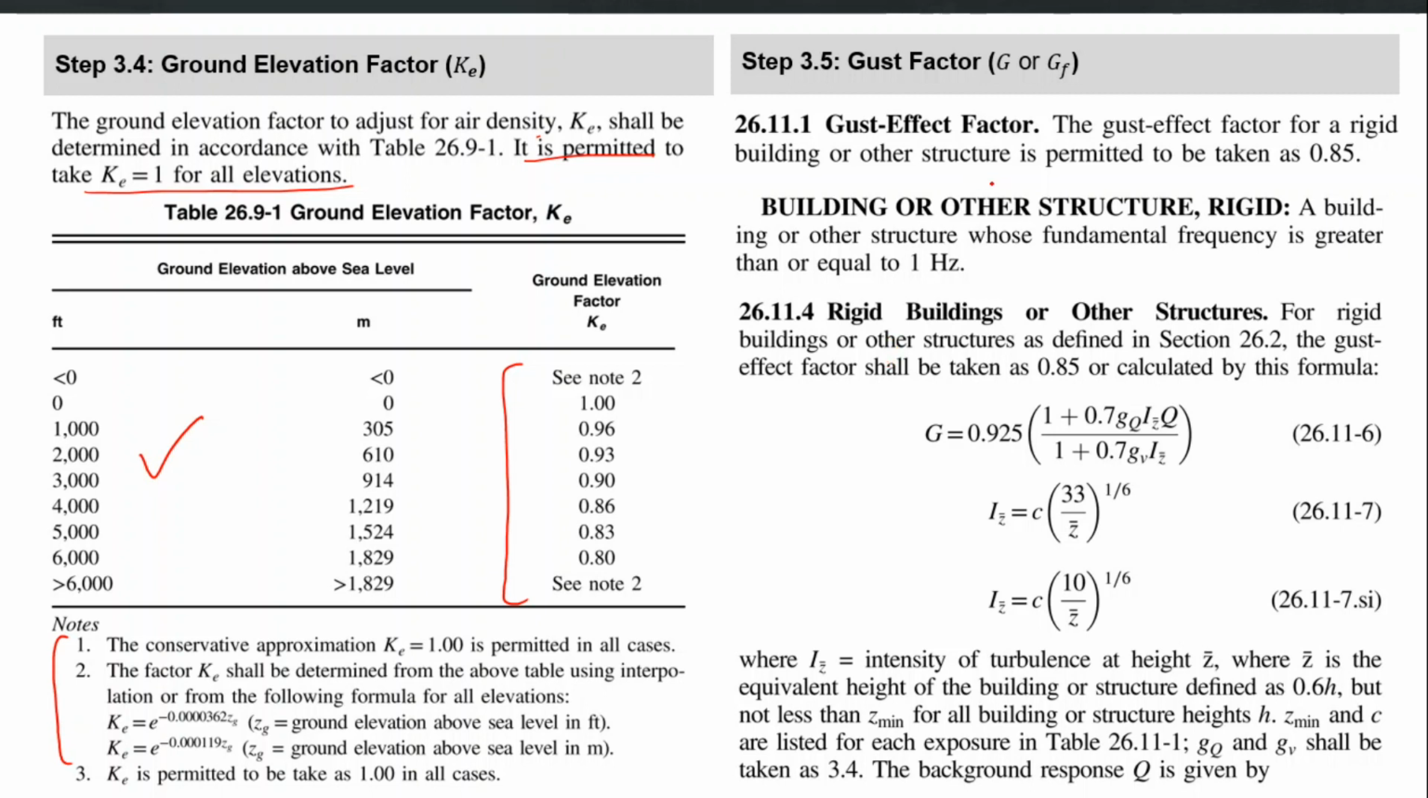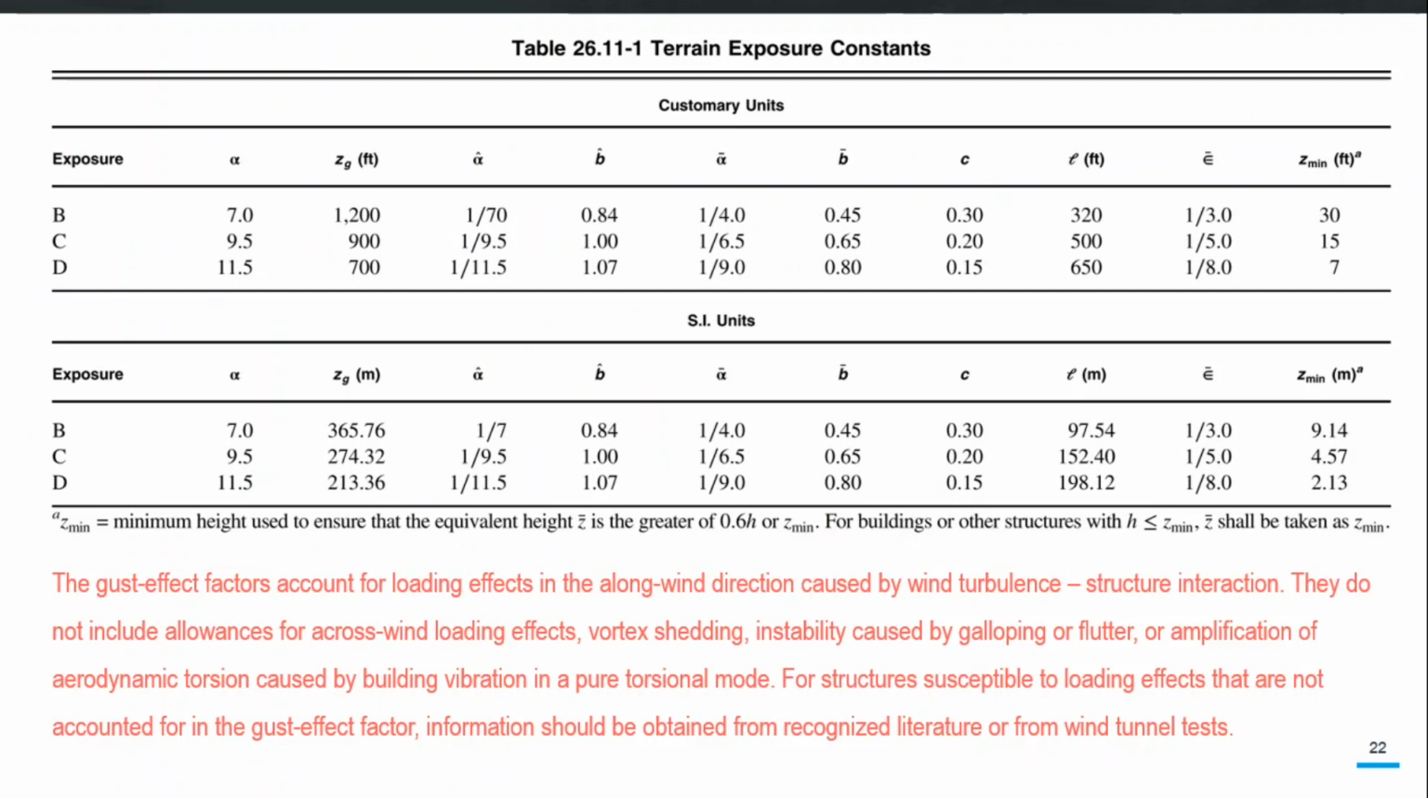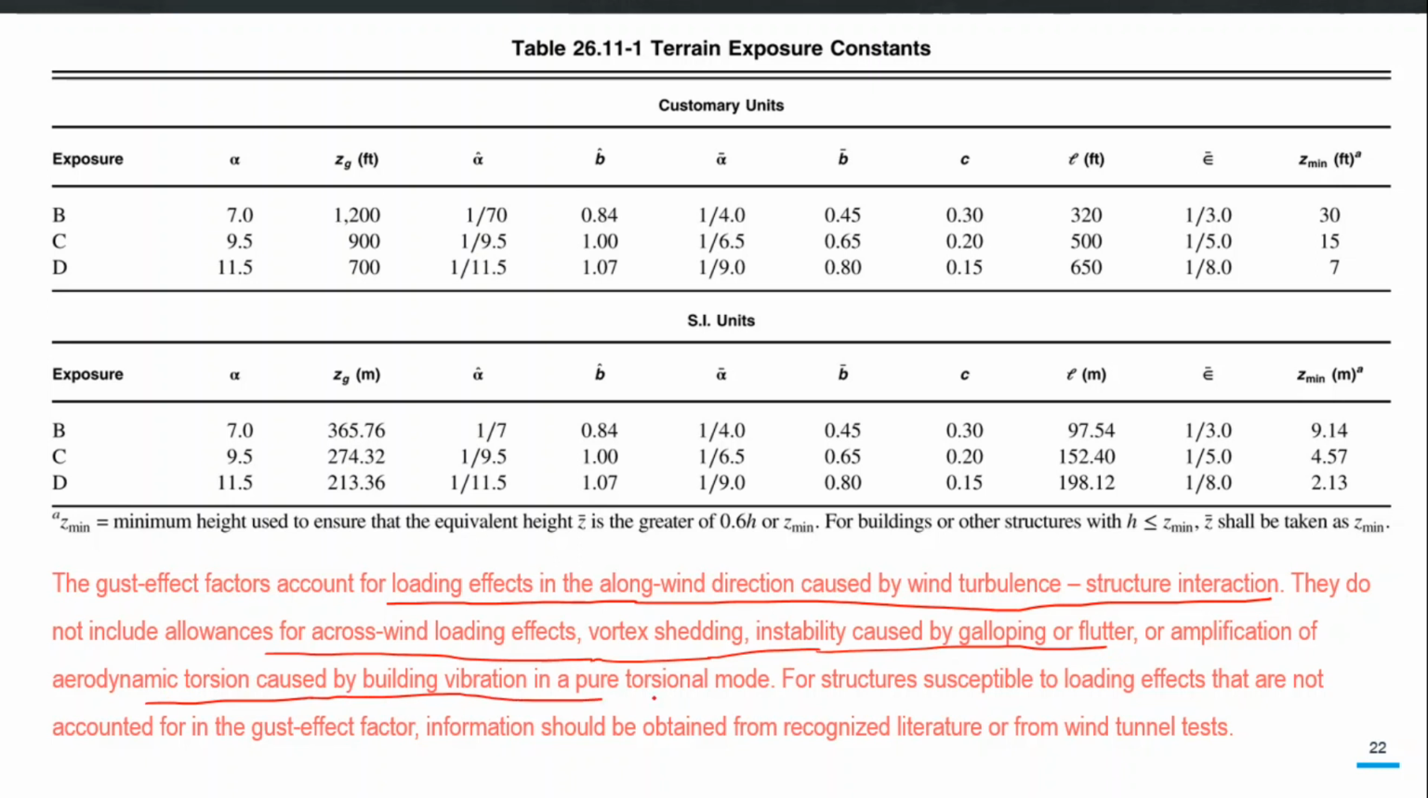Then there is the gust factor. It accounts for the loading effect in the along wind direction caused by wind turbulence and structure interaction. This factor does not account for the allowance of across wind loading, vortex shedding or instability caused by galloping or flutter, or any amplification of aerodynamic torsion caused by building vibration in a pure torsional mode. It only accounts for the loading effects in the along wind direction caused by the wind turbulence structure interaction.